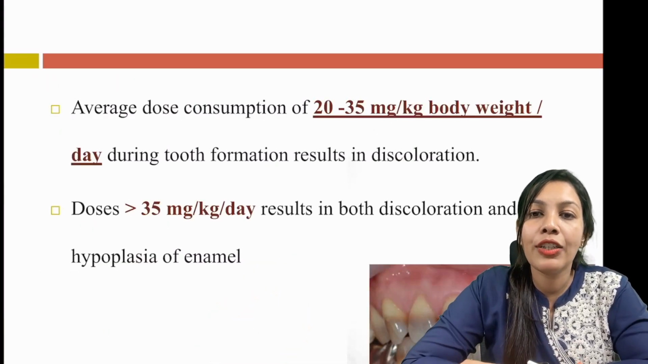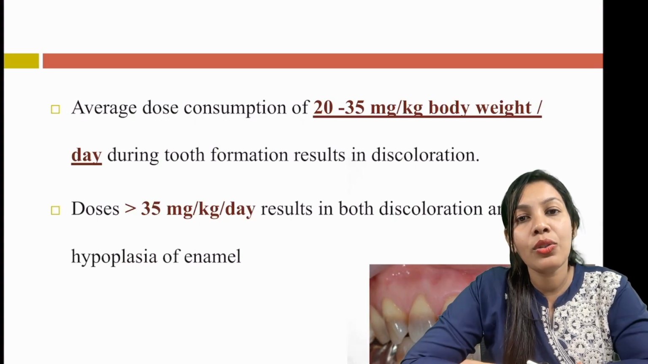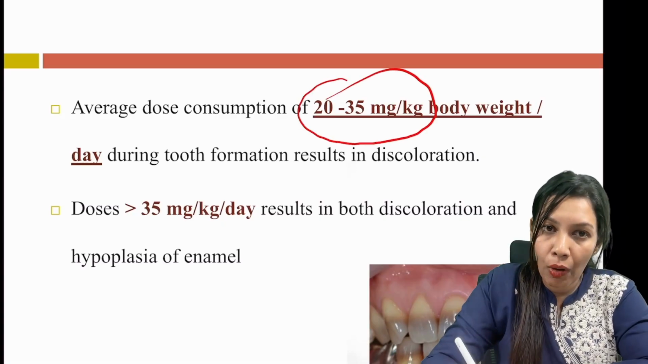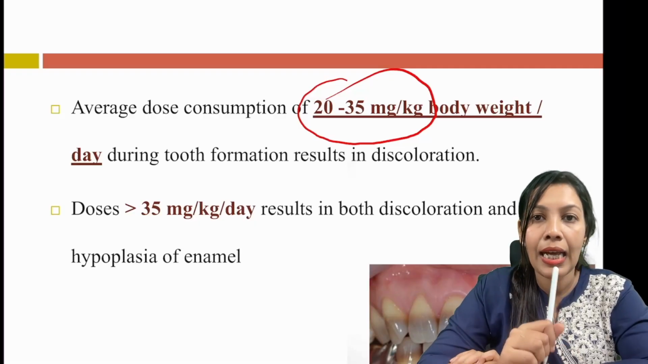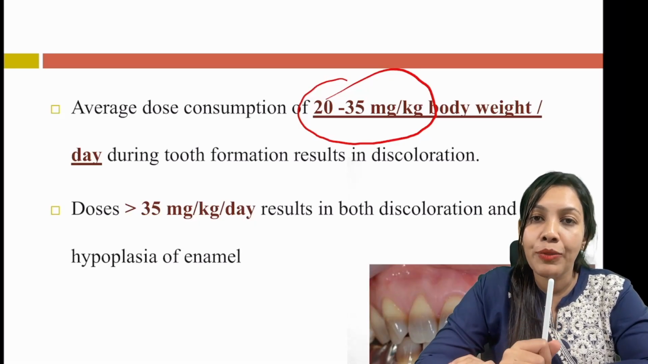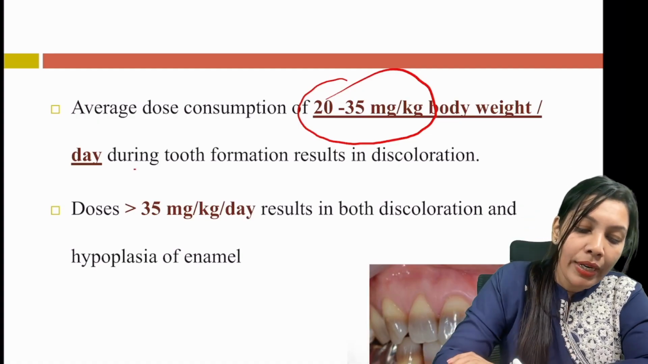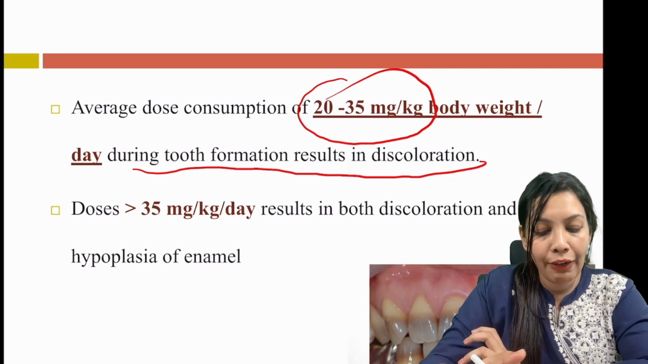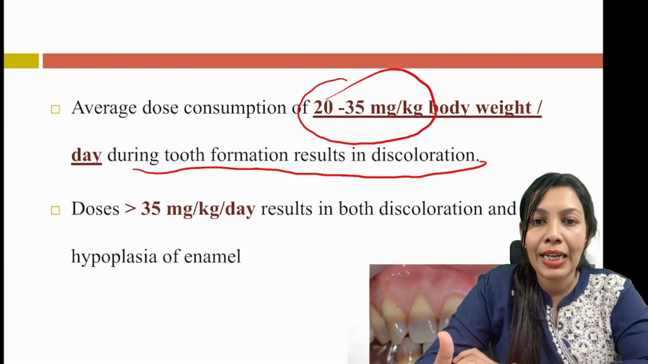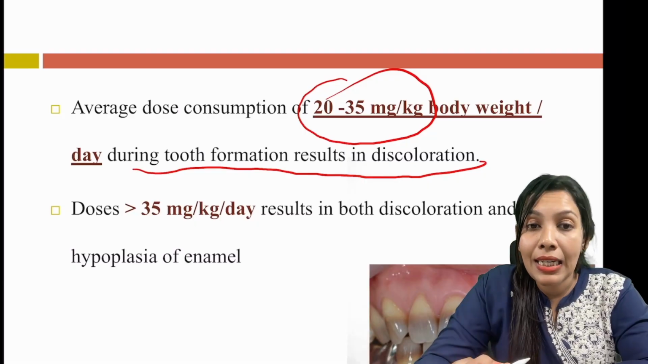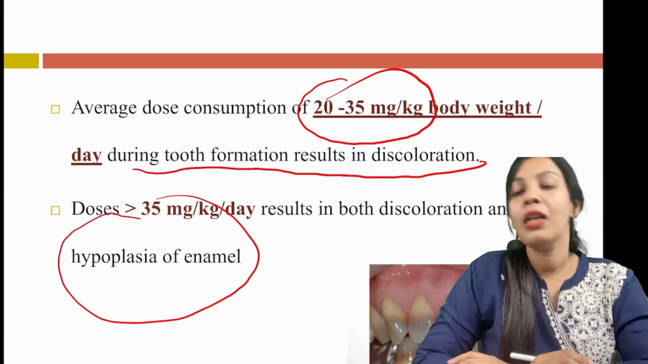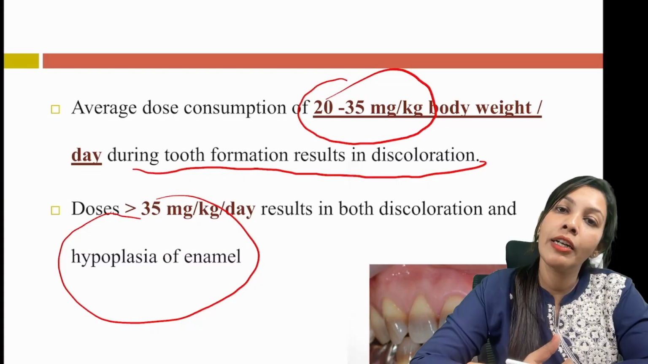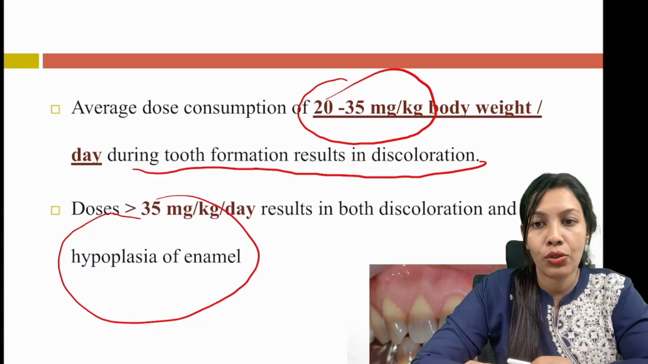Now, what is the average dose consumption? Average dose consumption is 20 to 35 mg per kilogram of body weight per day. In a day, 20 to 35 mg per kg during tooth formation results in discoloration. And if the dose is more than 35 mg per kg per day, it results in both discoloration as well as hypoplasia of the tooth. So if it is 20 to 35, just discoloration of the tooth is seen. If it is more than 35, discoloration and also hypoplasia are seen.